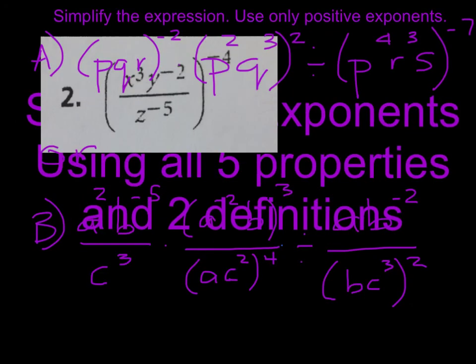Now, here are your 2 challenge problems. Again, you can just pick one of those and complete it at the bottom of the worksheet. The first one is PQR all to the negative 2 times P squared Q cubed all squared divided by P to the 4th R cubed S all to the negative 7th. Or you can choose as your challenge problem A squared B to the negative 5th divided by C cubed times A to the negative 2B all cubed divided by AC squared all to the 4th divided by AB to the negative 2nd divided by BC cubed all squared. Choose one of those and complete it at the bottom of the worksheet given today.